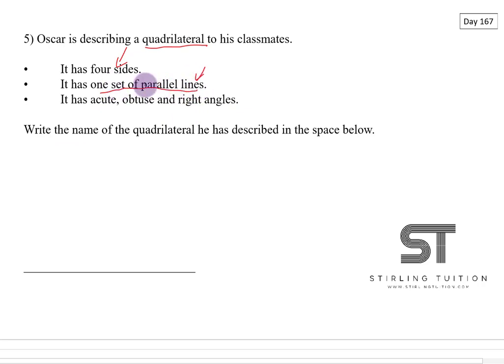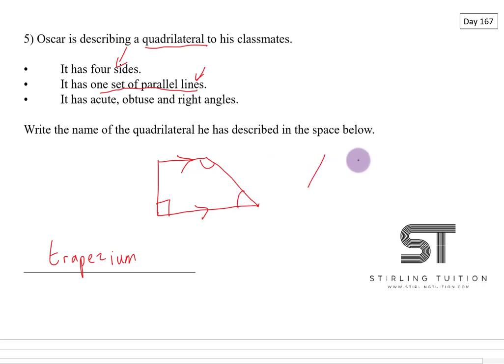So as soon as you see this statement, it has one set of parallel lines, it has to be a trapezium. Every single time. Now a trapezium can look like this, where it's got the one set of parallel lines. It could have a right angle, it could have an obtuse angle, it could have an acute angle. It can also look like this, where it's an isosceles trapezium, basically like an isosceles triangle with the top part cut off. Still only got one set of parallel lines. It's got acute, it's got obtuse angles. This one doesn't have right angles. But as soon as you see this statement, it has one set of parallel lines, this is the only answer that you can put down.